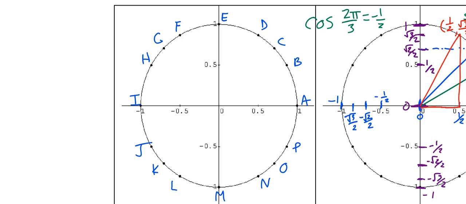So back to our unit circle. Which one of those is negative 3 pi over 4? Negative 3 pi over 4. Talk to your neighbors. Figure out which letter is negative 3 pi over 4.